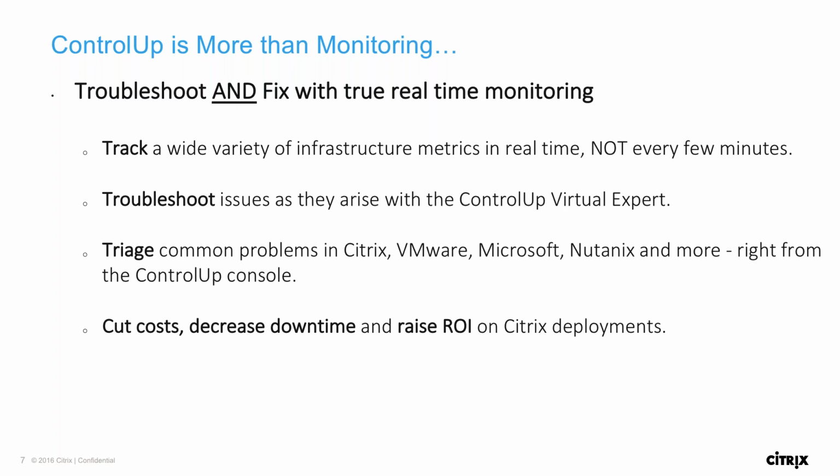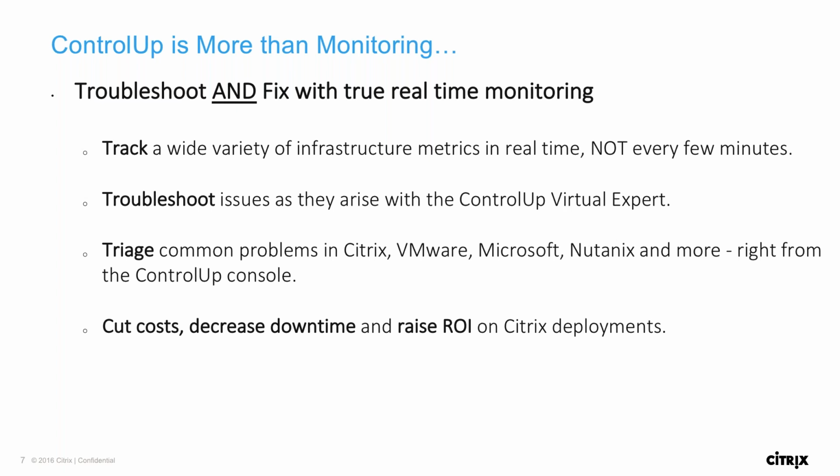So the first point is we track a wide variety of infrastructure metrics in real time, not every few minutes. And let me explain what I mean by that. If you look at many of the popular tools for monitoring Citrix, they collect data typically around 5 minutes. Some are around 1 minute, but most collect around 5 minutes. So if you think about that, if you've ever watched Task Manager or Perfmon, you know that peaks and valleys are very common in infrastructure metrics. It'll go up, it'll go way down, it'll go up again, and that's very common.